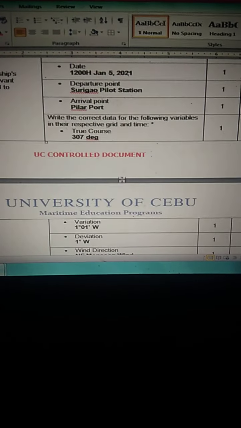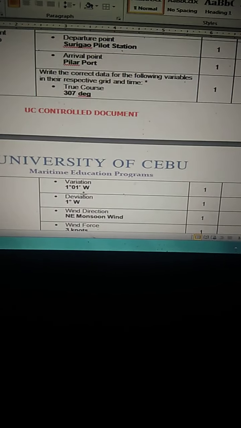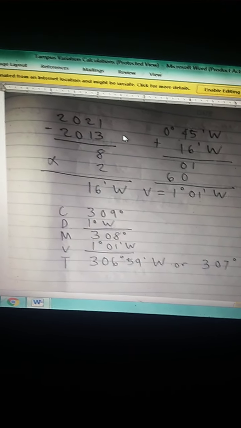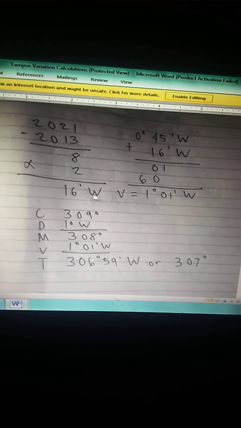So how do we get the true course? First, we need to identify the variation and deviation. And how do we find the variation? First, we need the following: 2021 minus 2013 year minus the following. So we get that 8 times 2 equals 16 minutes west.